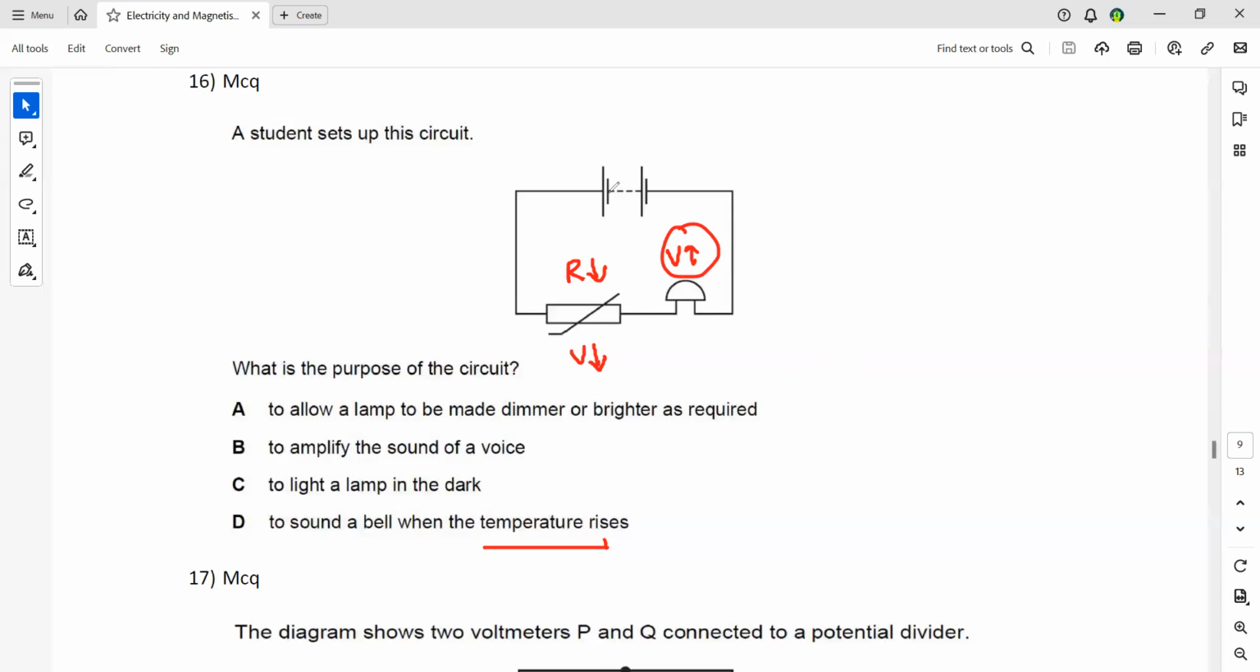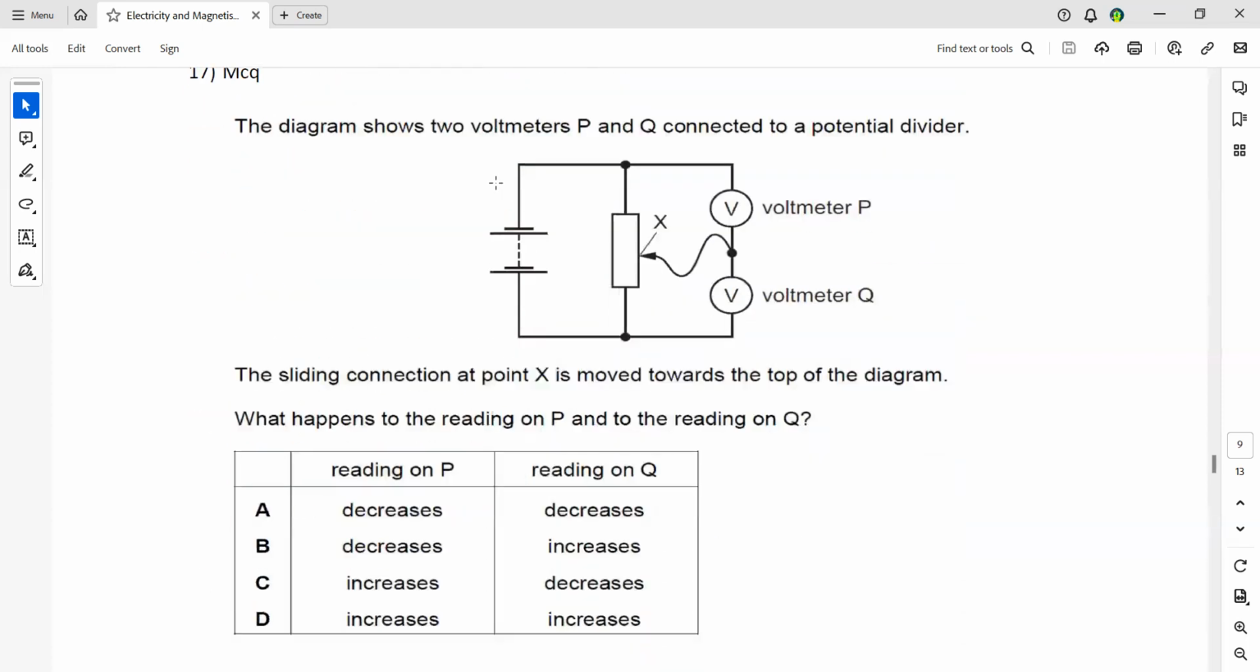Because they are connected in series, if the voltage across one component is decreasing, the voltage across the other component will increase. This is a potential divider circuit. The diagram shows voltmeters P and Q. The sliding contact at point X is moved towards the top. When it is exactly at the center, they will have the same voltage.